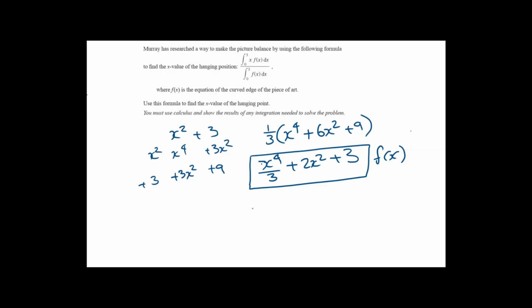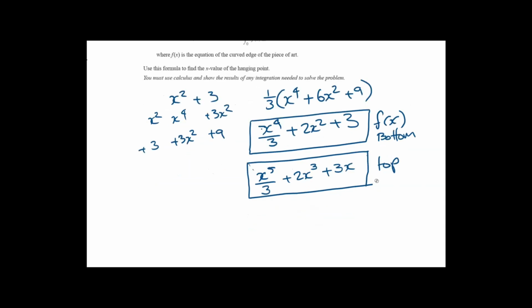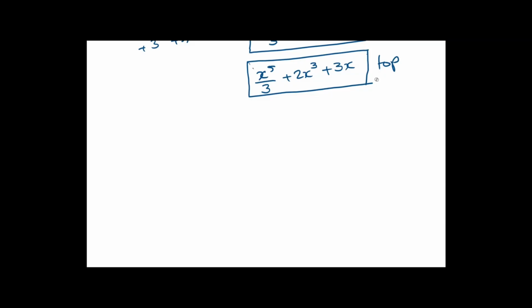So I keep track, it's going to be x to the power of 5 over 3 plus 2x cubed plus 3x. Don't need to worry about the c because we're finding the function. So this is the top function that we get. Right, having said that, let's integrate.